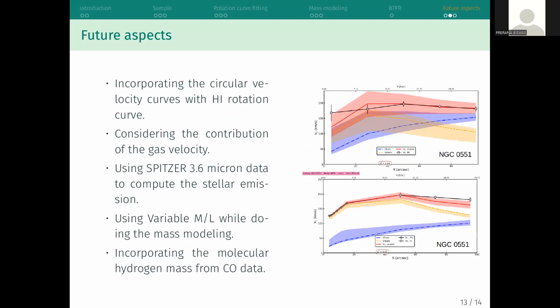As a future aspect, we will be doing this study more rigorously to get a more accurate result by incorporating the H alpha rotation curve values from our collaborators, the AEGIS collaborators. You can see a comparison of these two here: we have used only the HI data, while here the H alpha data and HI data are combined. We are also planning to use the Spitzer 3.6 micron data, where the mass to light ratio is most consistent, and to incorporate the molecular hydrogen mass from the CO data, with the mass to light ratio varied with distance. So that is our future aspect.